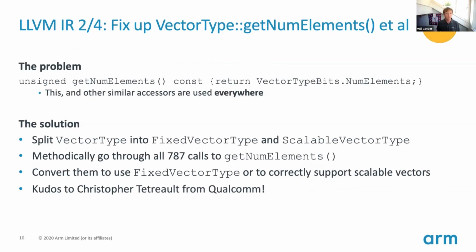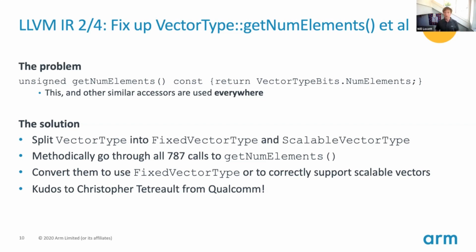Okay. So having done this, which is fine, you then need to fix up vector type. So vector type has quite a rich API that allows you to query that vector and understand it. And as an example, one of those functions is get num elements, which tells you how many elements are in this vector. And this and similar accesses are used all over the place.